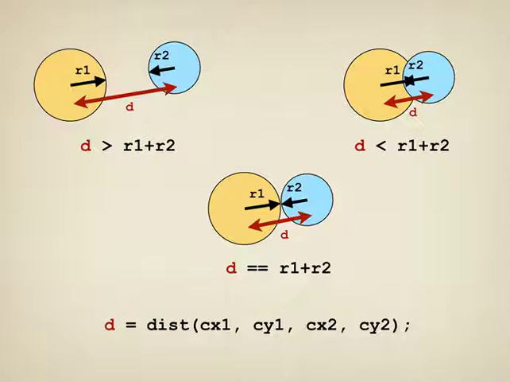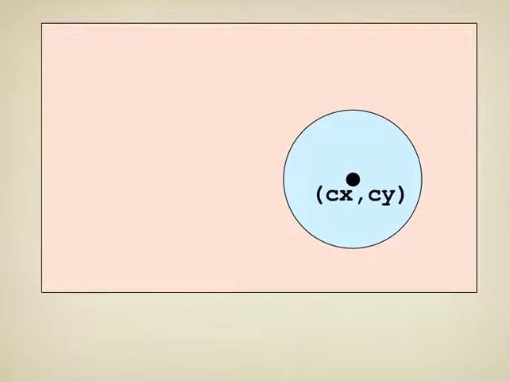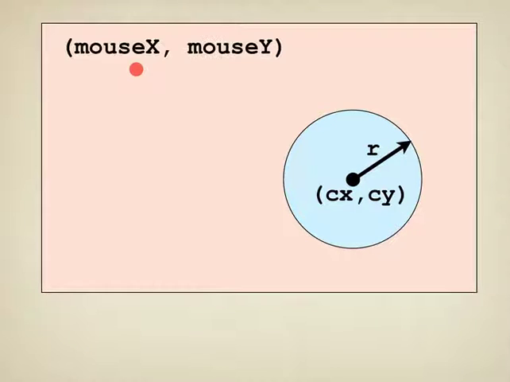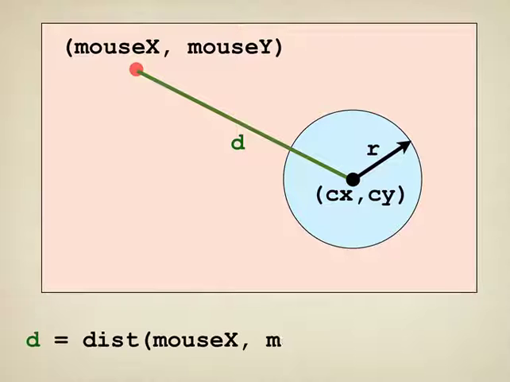Another common thing we want to know is, is a given point inside a circle? It's really just a minor variation on this. Let's take a circle, and its center is at cx, cy, and it has radius r, and somewhere we have a point. And let's say it's actually tied to the mouse. We know the distance between the mouse and the center is given by d, just dist using the mouse values and the center of the circle.